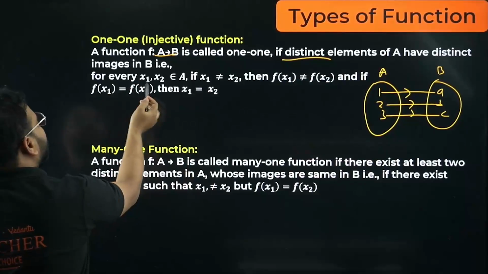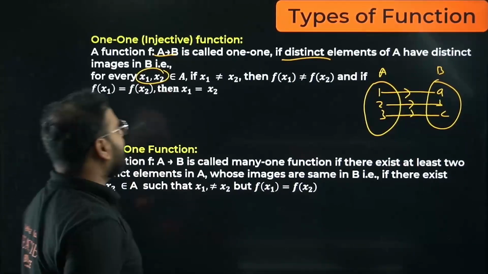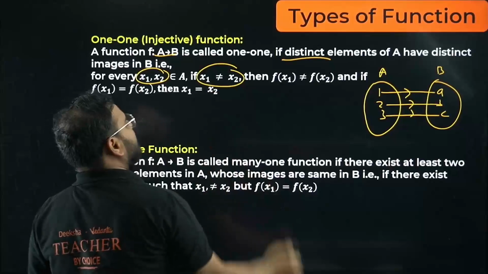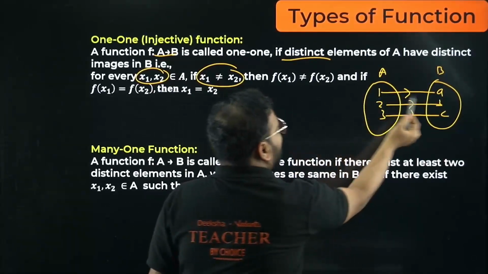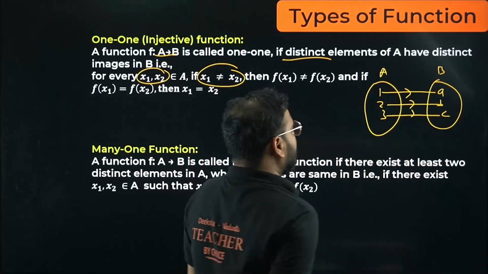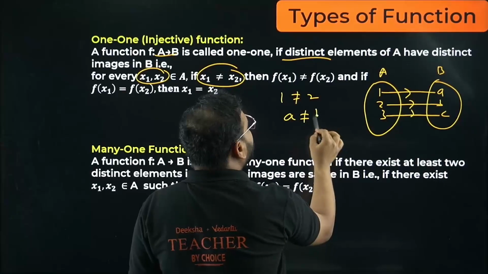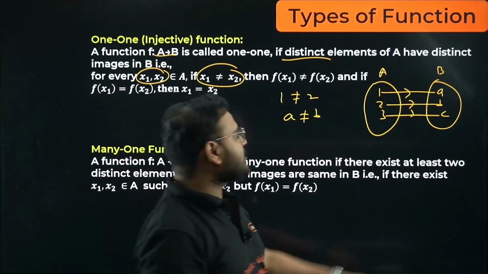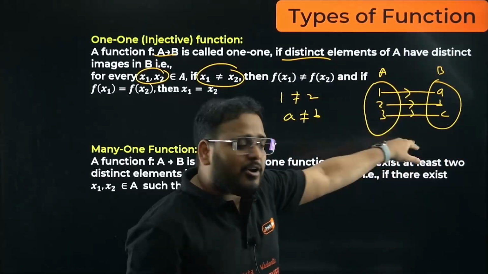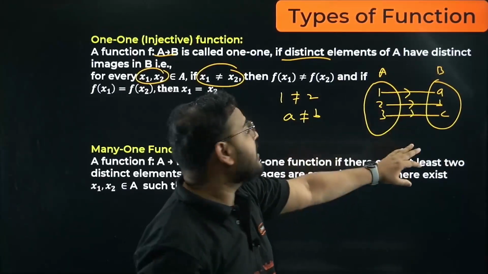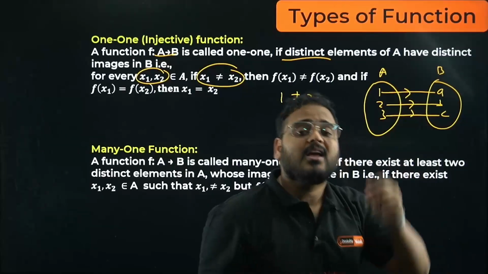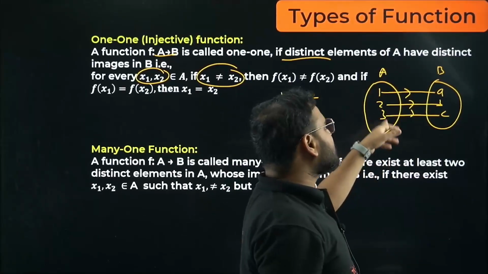That's why for every x1, x2 which are not equal to each other, the function values are also different. For 1 I get A, for 2 I get B. 1 is not equal to 2, and A is not equal to B. What are A, B called? A, B, C are called images of the elements of set A.